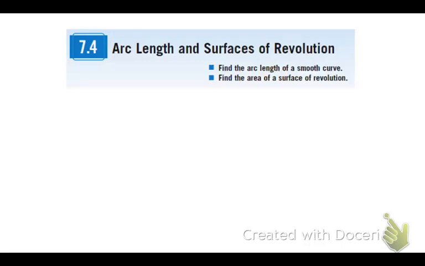Okay, 7-4, arc length and surface of revolution. That is always like a mouthful to me. I can't do it.